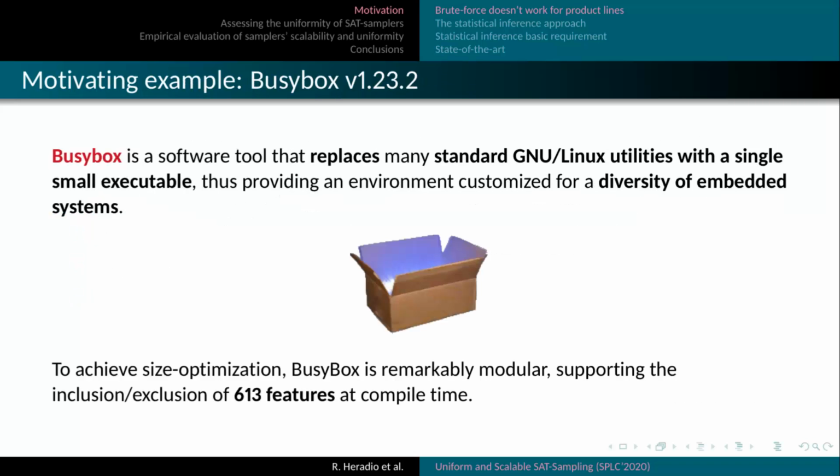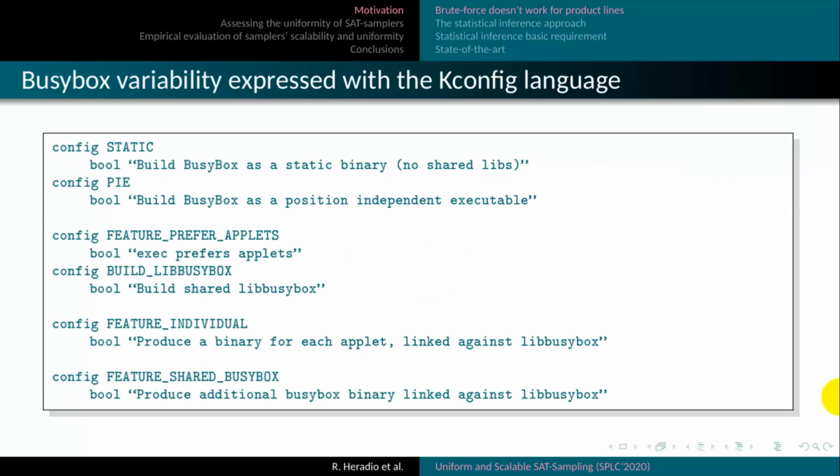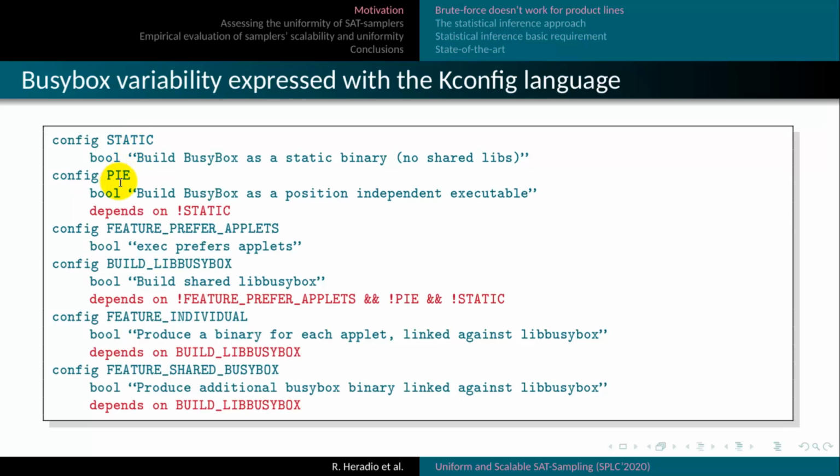There is a software tool called Busybox that provides highly customized environments for embedded systems. To do so, it supports the inclusion and exclusion of optional features at compile time. Features are specified with the kconfig language. In particular, every feature is encoded as a config. For example, here we can see that there is a feature called static, another one called pi, and so on.